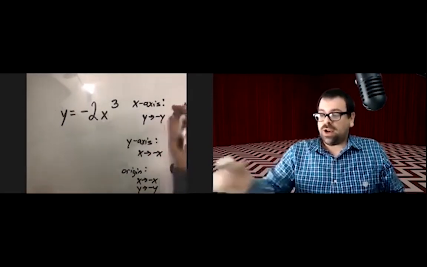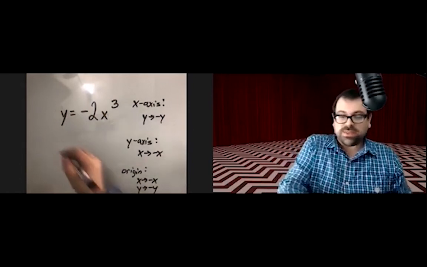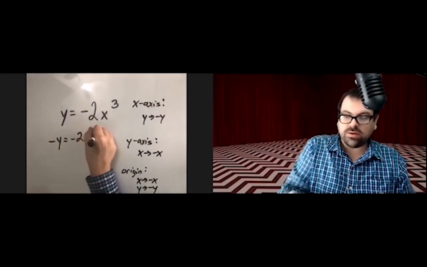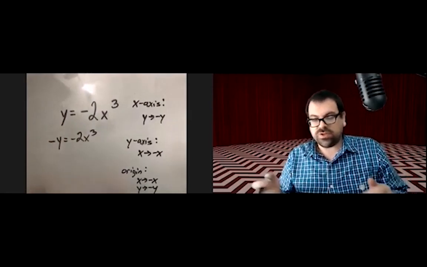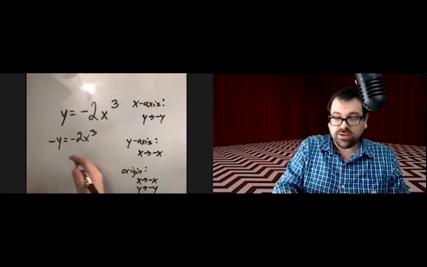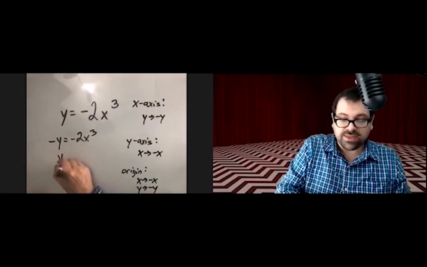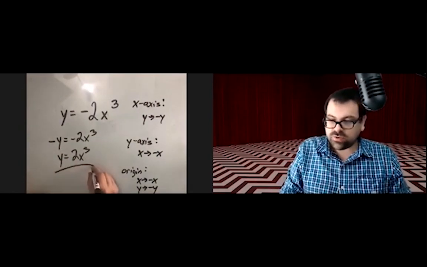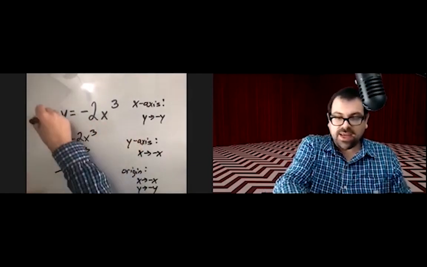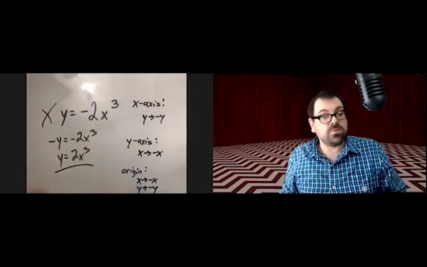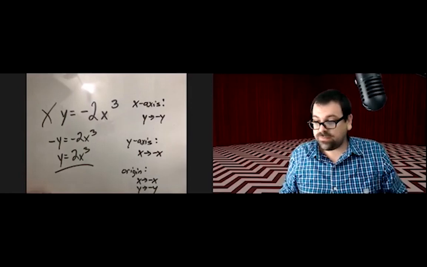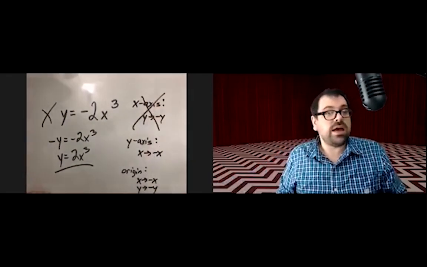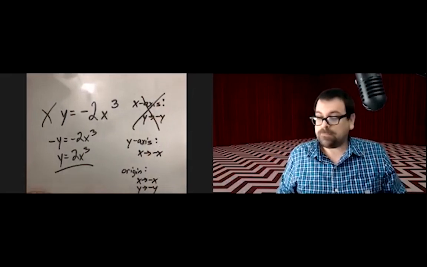So for x-axis symmetry, we would replace y with negative y, and solve to try to get the original back. So take the opposite of both sides. Y would be 2x cubed. Y equals 2x cubed is not the same as y equals negative 2x cubed. So it does not have x-axis symmetry.